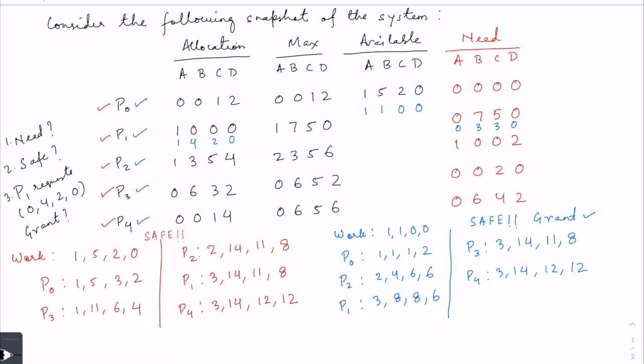This system is safe and it is okay to grant this request to P1. It will not make the system unsafe. The system was already safe. By granting this request, it is still going to be safe and deadlocks will not happen.